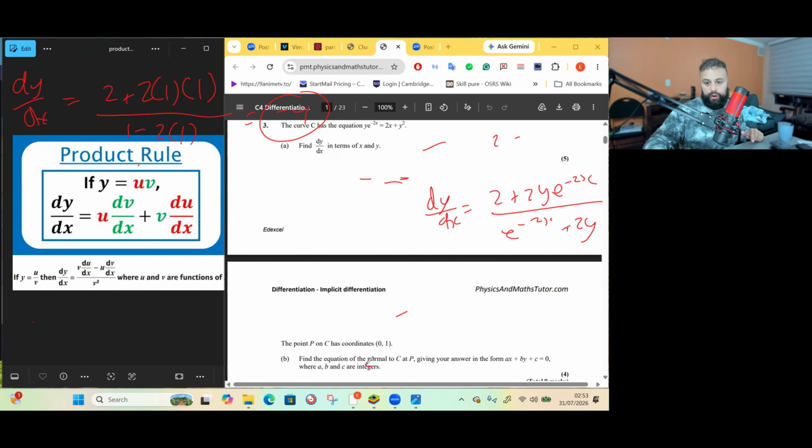But they're talking about a normal. So we take the gradient, minus 4, and we do minus 1 divided by the gradient. So the normal has a gradient of a quarter. We then do y minus y1. y1 is 1, is equal to m, which is the gradient, times x minus x1. Now, x1 is just the number 0.